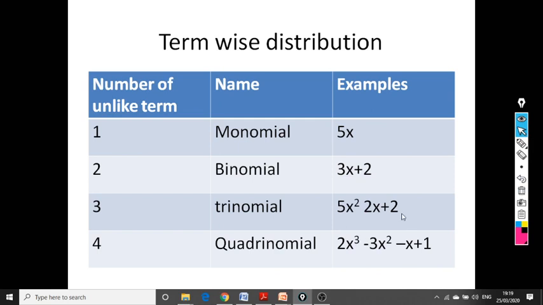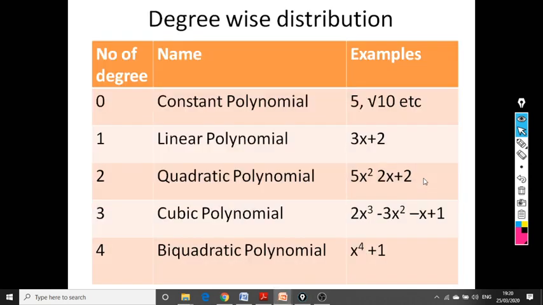Similarly, if it contains 5 terms, it is known as a pentanomial. 6 terms, hexanomial. It keeps on increasing this way. Now another way through which we can distribute a polynomial is degree-wise distribution. So we discuss here degree-wise distribution.